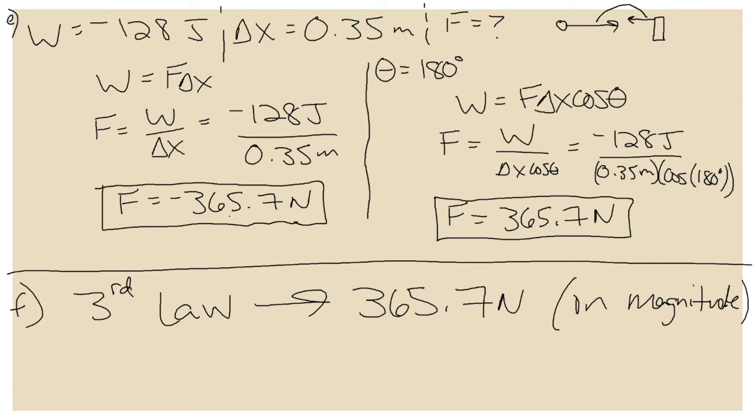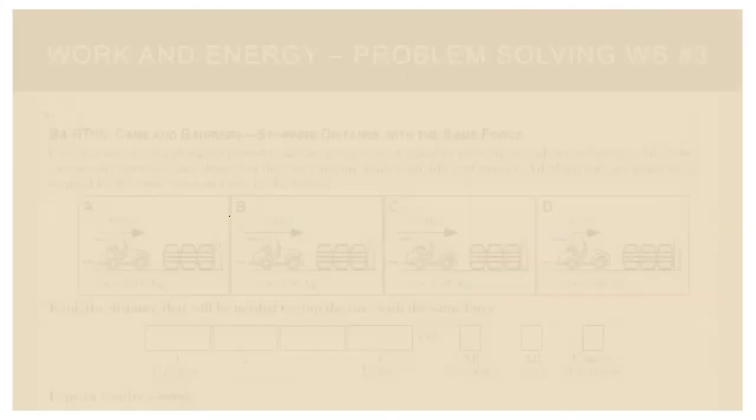Everybody should be aware, though, that what we're saying here is not that complicated. The work done is producing this force, or I should say the force is producing the work. And this force, because the ball and the glove are interacting, is producing a reaction according to Newton's third law. We have equal and opposite forces exerted on each object. And that's it for part F and number 2 as a whole. Let's move on to number 3.